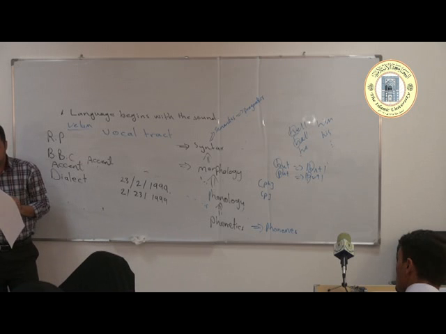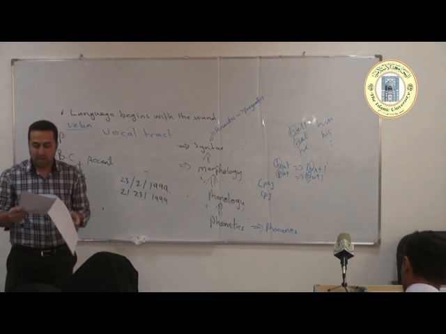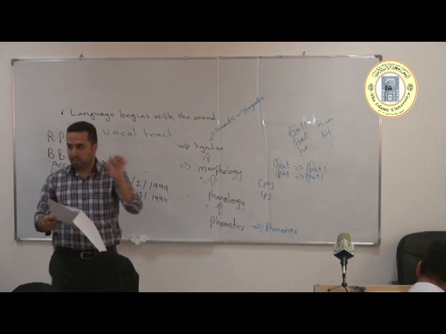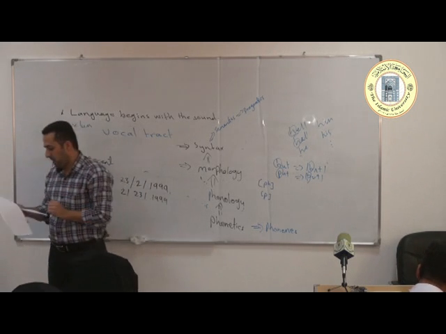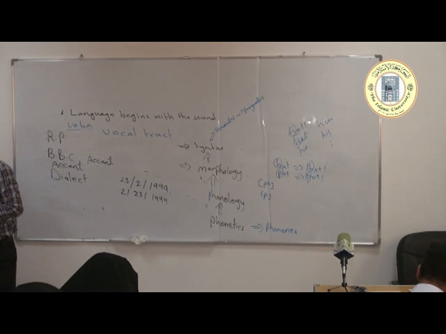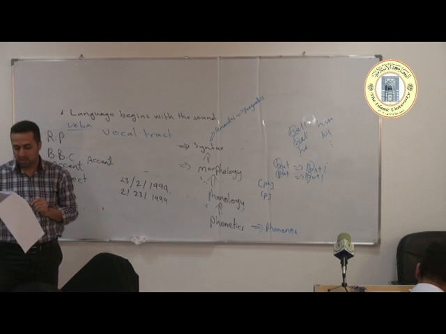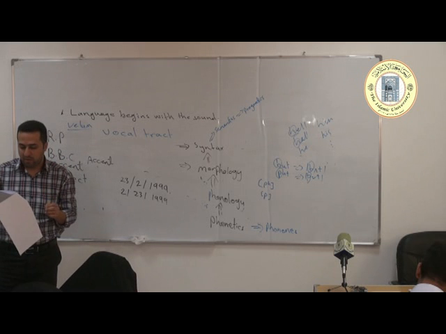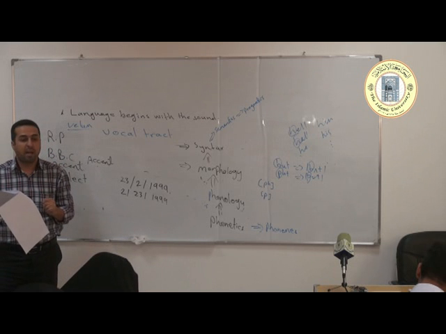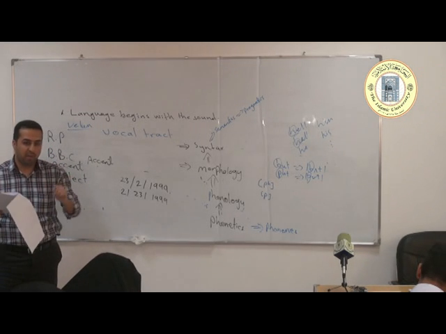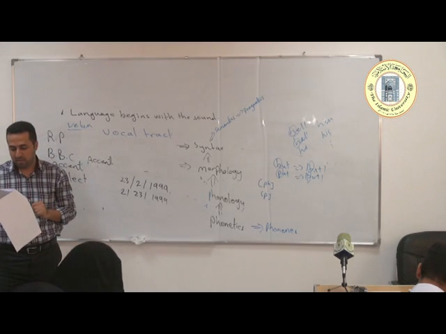Sounds made with the tongue touching the alveolar ridge are called alveolar. The last line: the sounds made with the tongue touching here, the alveolar ridge, are called alveolar sounds.